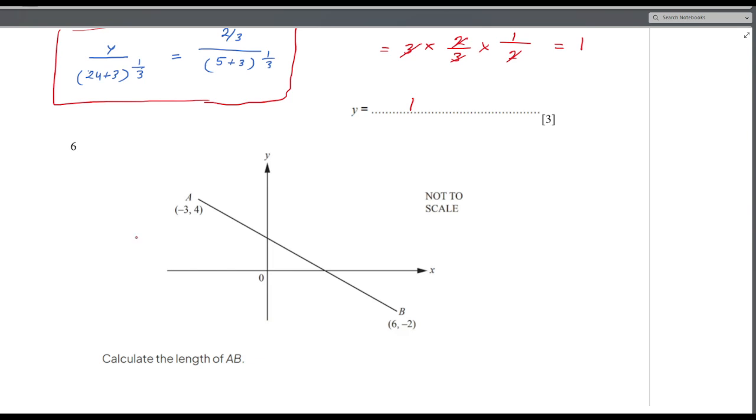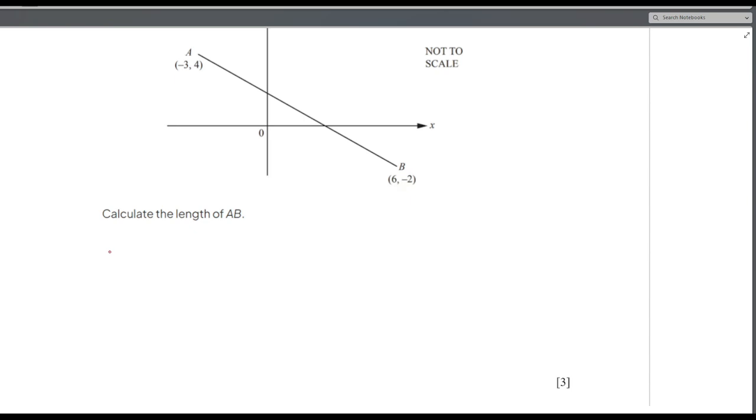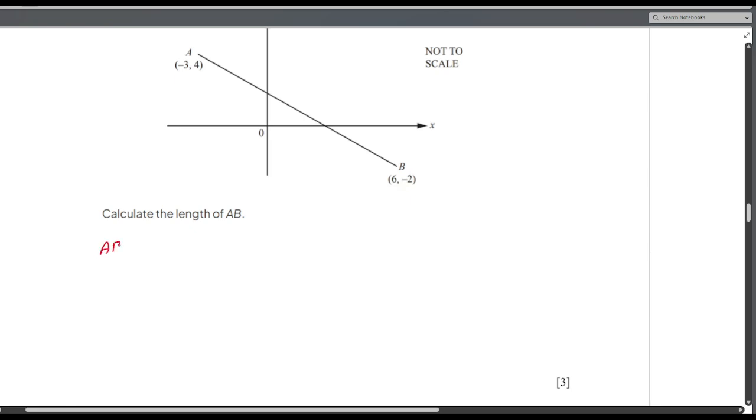Now for the length of AB, I will use the distance formula. The distance formula is AB equals square root of y2 minus y1 the whole square plus x2 minus x1 the whole square. Any point you consider as x1 y1 and the other as x2 y2. So let us consider this is x1 y1 and this is x2 y2.